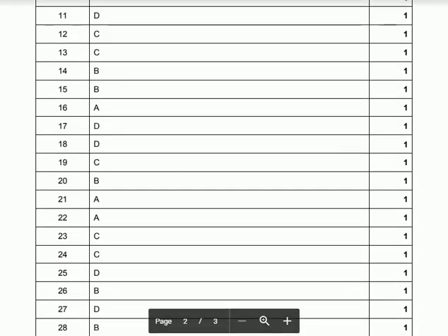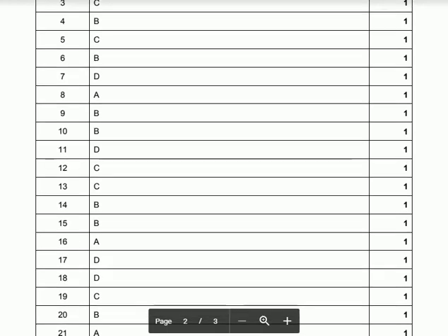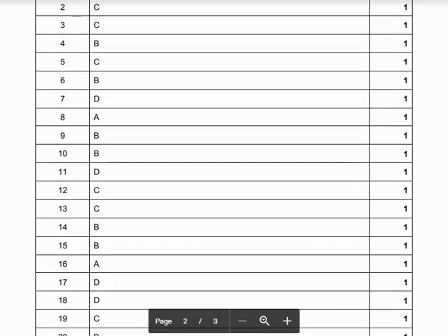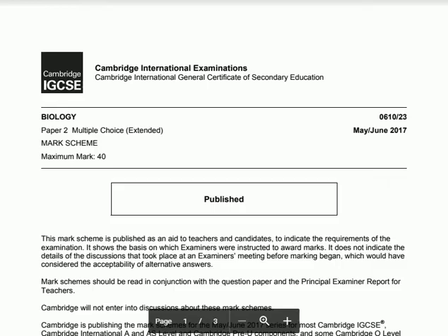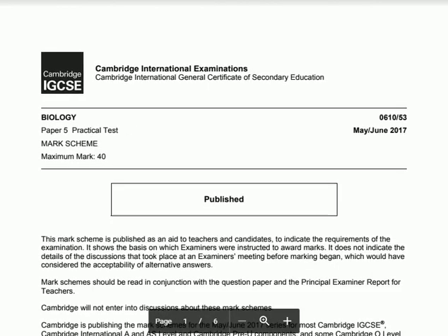Okay. So 11, D, C, D. 14 is B. B, A, D, C, and B. Boom, yeah. We are correct, guys. We are correct. So let's just move back to where we were.